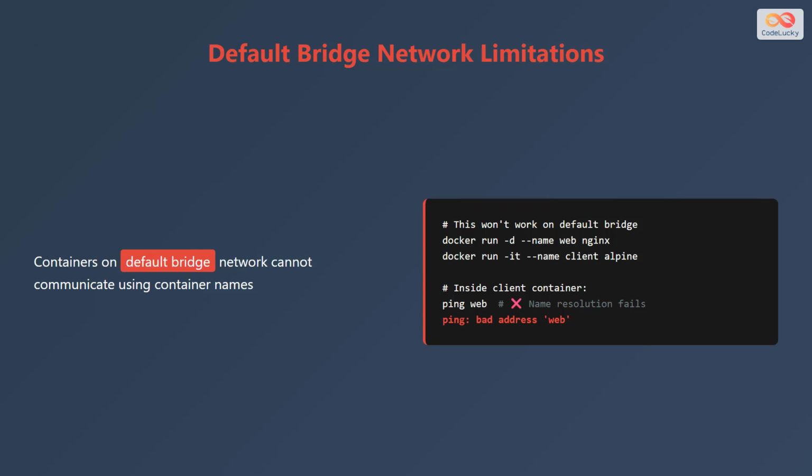For example, if we create a web container using Nginx and a client container using Alpine. Inside the client container, if we try to ping the web container using its name, the name resolution will fail with a bad address error.